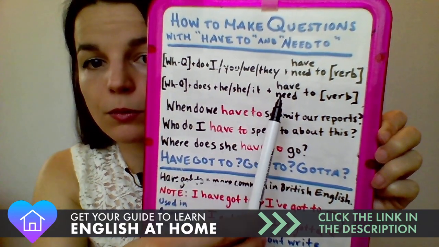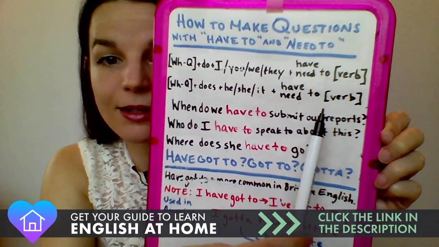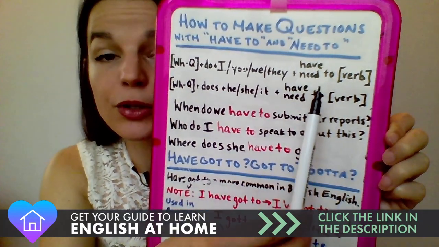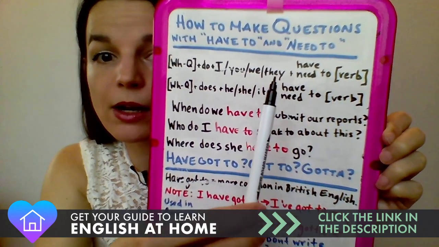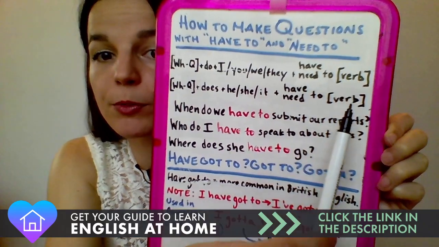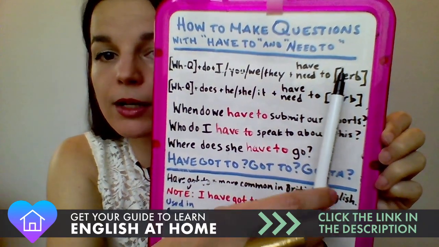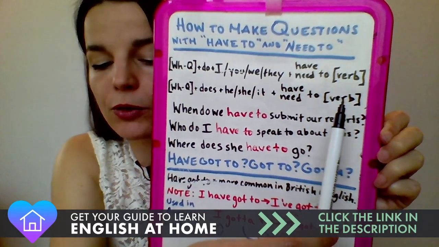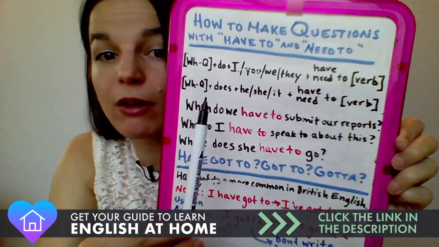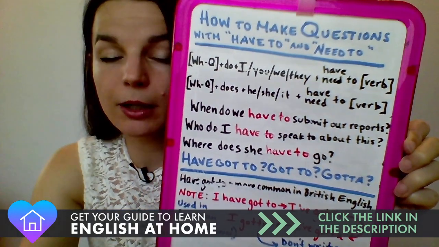Then we use have to or need to, no change to this verb again, and our verb at the end. So please note, again, here at this part of the sentence, there's no verb change, no has to or needs to. This part is the same, no changes. However, our helping verb needs to change, do and does, depending on the subject.